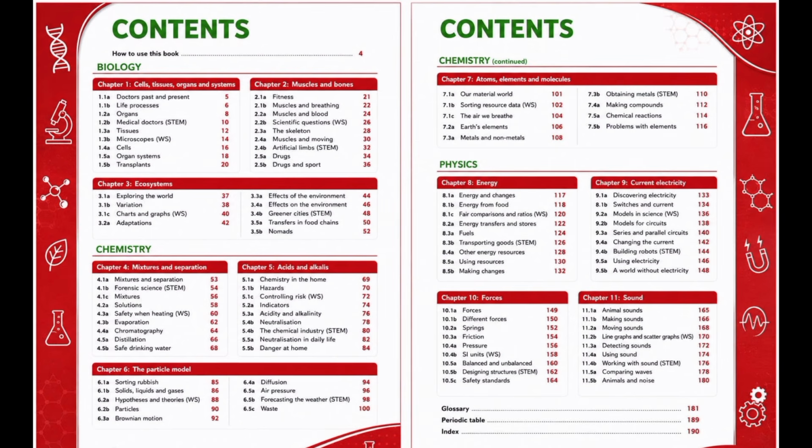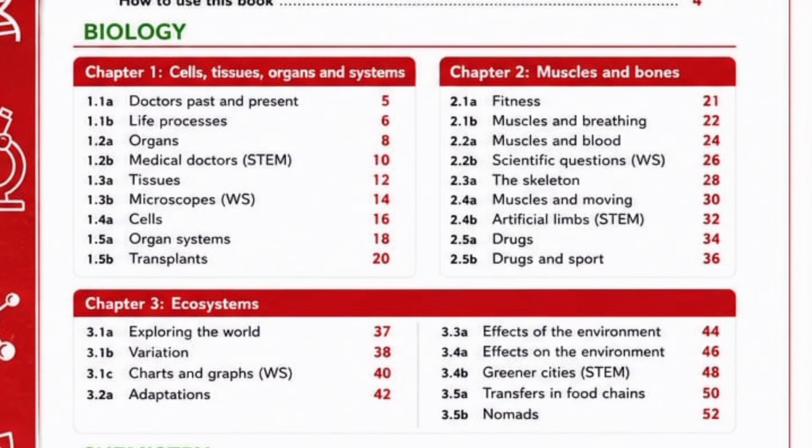The book is divided into three main branches of science: biology, chemistry, and physics. Let's take a brief overview of each chapter. Biology. Chapter 1: Cells, Tissues, Organs, and Systems.